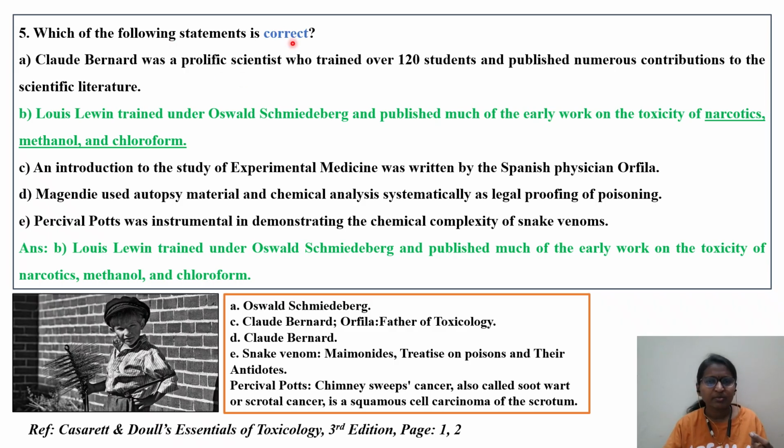Which of the following statements is correct? Claude Bernard was a prolific scientist who trained over 120 students and published numerous contributions to scientific literature. No, it is not Bernard. It was Oswald Schmiedeberg who trained them. The second option: Louis Lewin trained under Oswald Schmiedeberg and published much of the early work on the toxicology of narcotics, methanol, chloroform. If you see the previous slide, the right answer is there. It is a direct statement from the textbook.